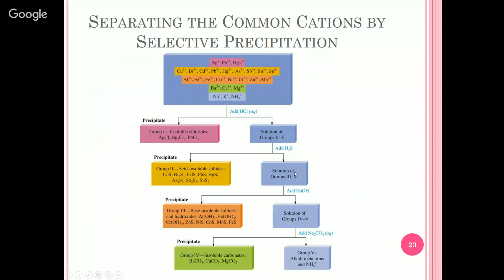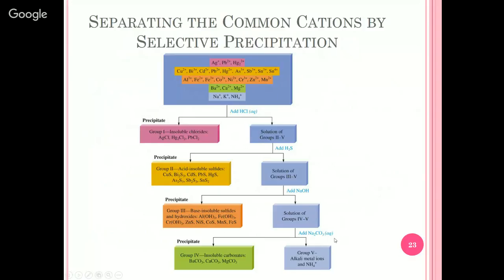What does that leave us with? Well, now we can make our solution basic. By creating a basic solution, we're looking at what type of insoluble hydroxides we're forming. Base-insoluble sulfides and hydroxides: aluminum, iron 3, chromium 3, zinc, nickel, cobalt, manganese, and some iron. So we've got sulfides and hydroxides because some of these will still precipitate out. This was acid insoluble. Now we look at base insoluble. So what's left over? Some things that are not heavy metals and nasty stuff.